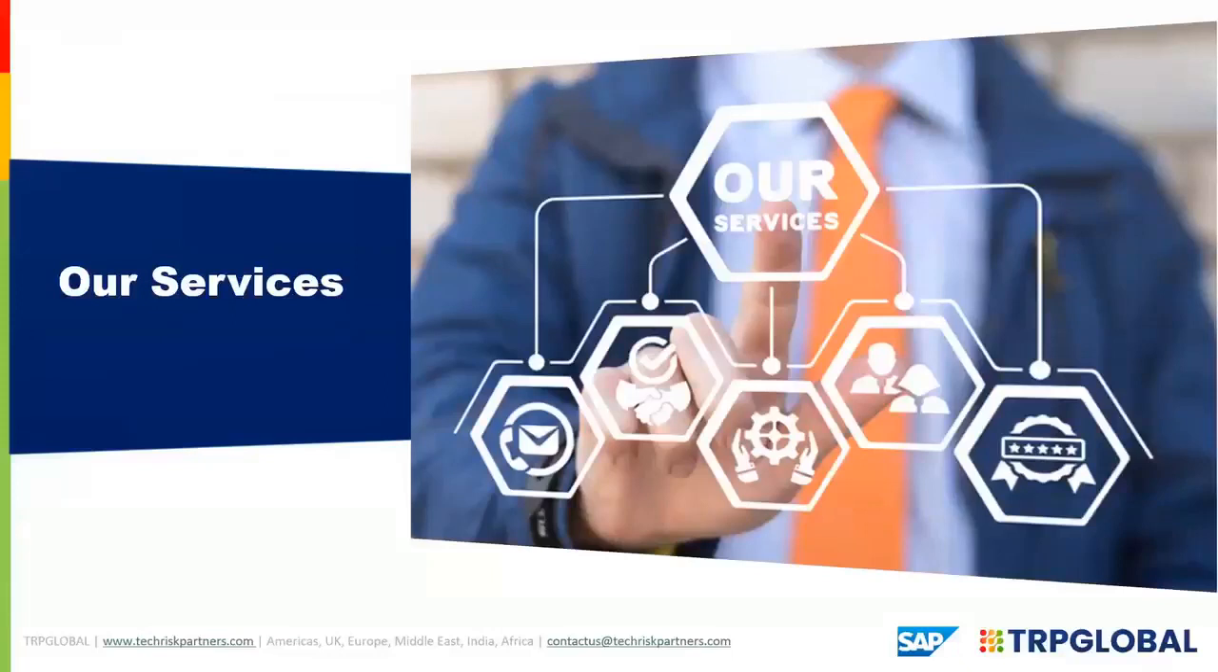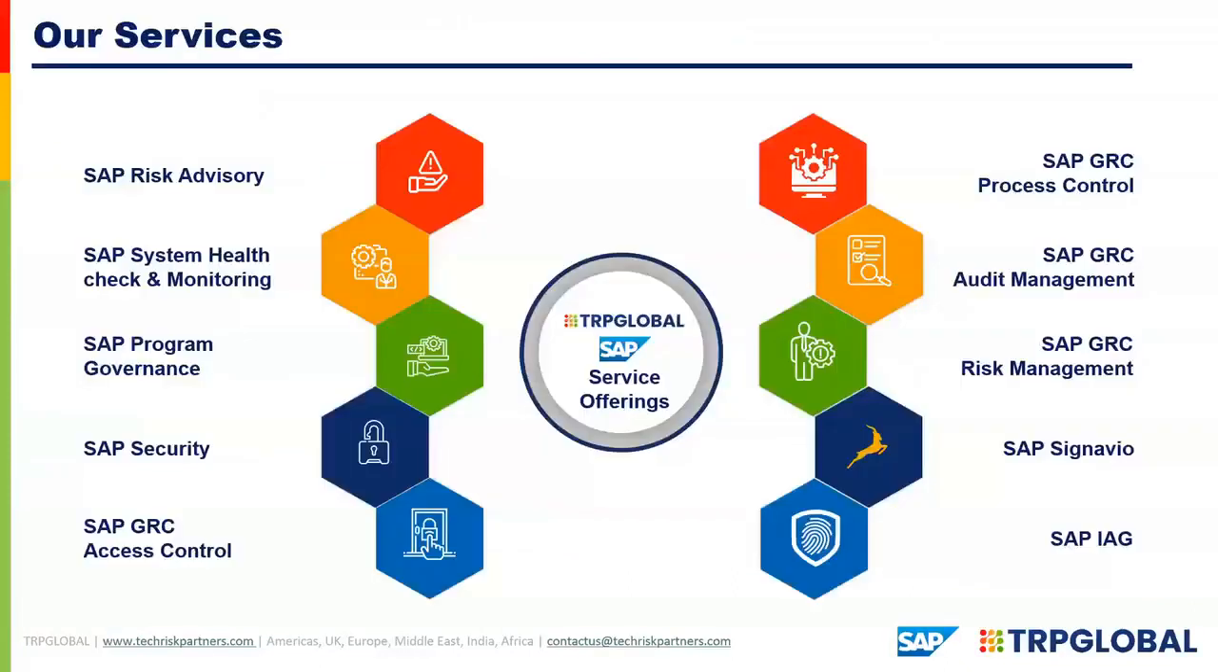Okay, so now we have considered a lot of things about the different activities that we perform within the role redesign. Here is a list of activities that we as TRPGlobal can help you with, and we have been in this industry with over 180 years of cumulative experience from the Big Four as well as the product industries. We help you with the SAP Risk Advisory Service. We can help you with the system health check, where we monitor how the system is being configured and how the SOD compliance framework is being monitored and configured in the system. We also help you with the overall program governance. We have services related to SAP security, SAP Signavio, different modules of GRC, be it access control, process control, risk management or audit management, and also anything and everything related to SAP IAG.